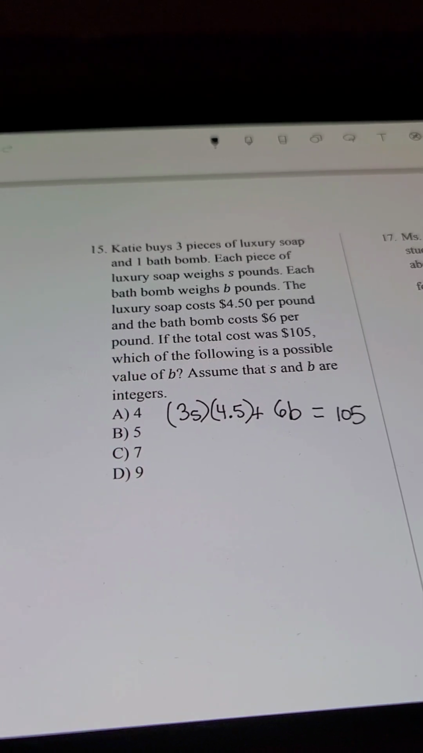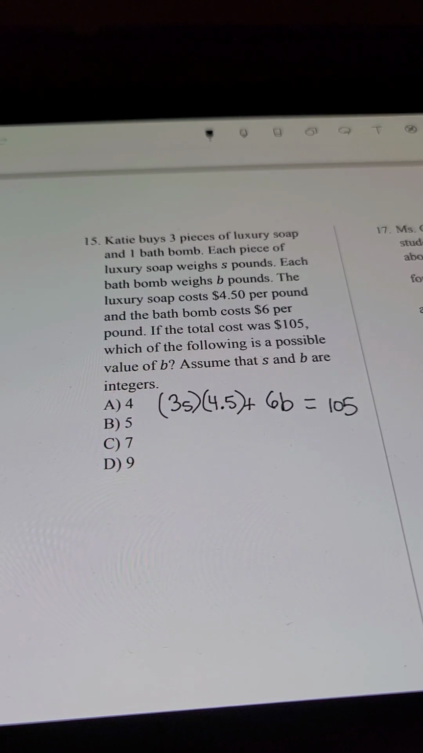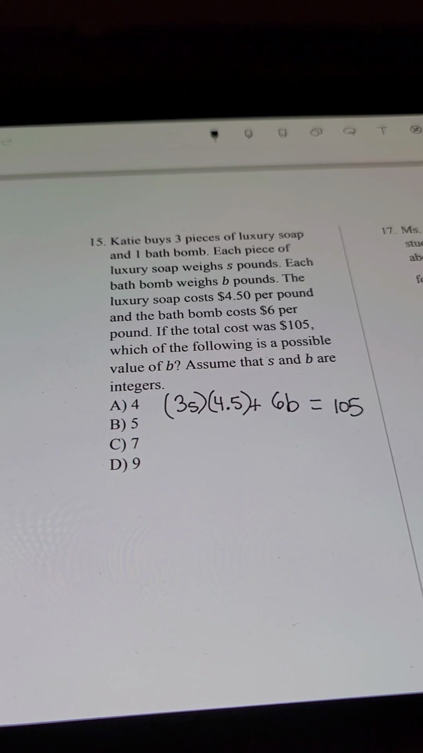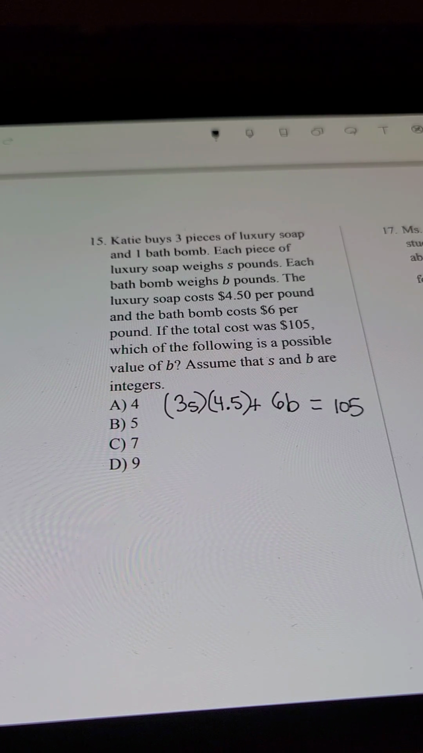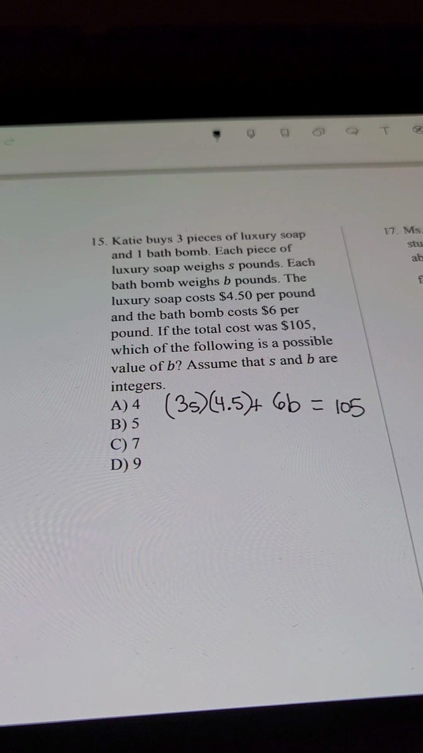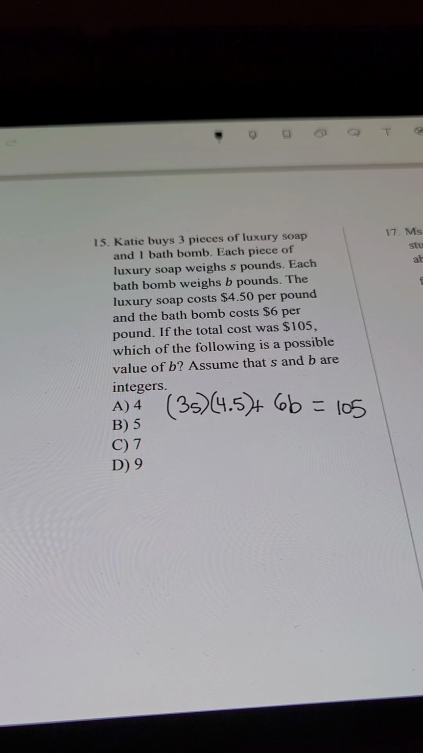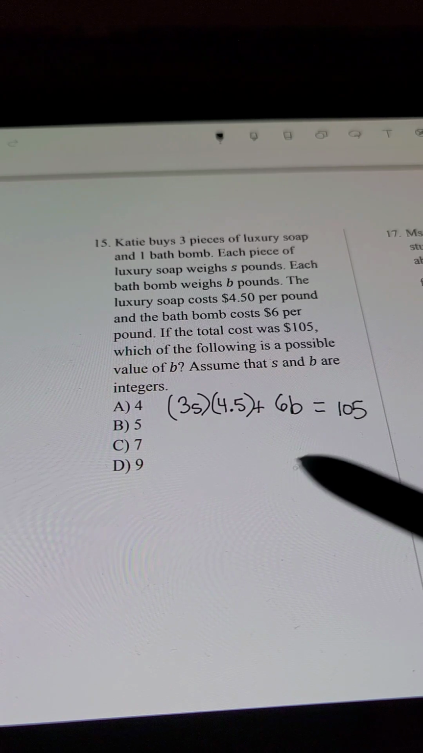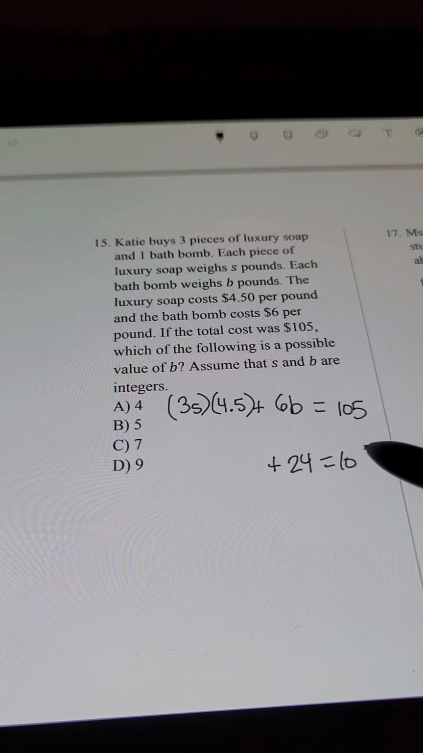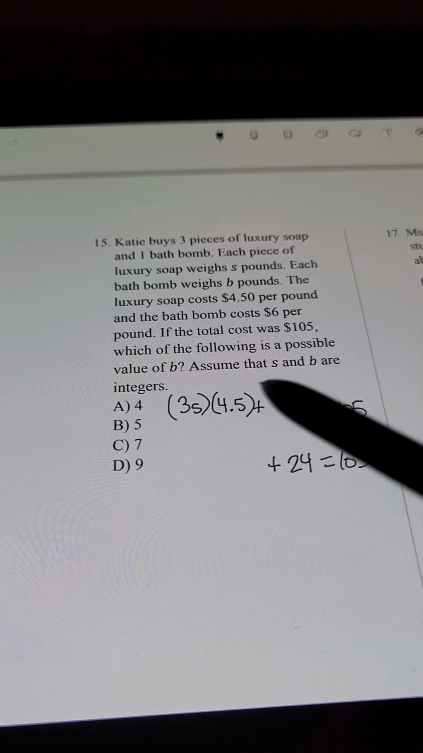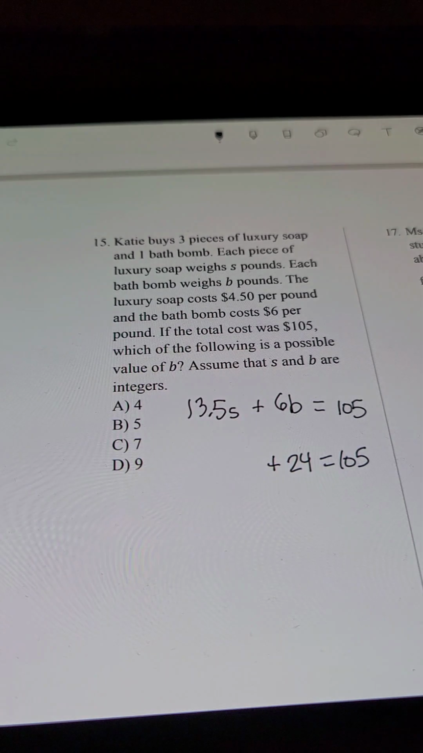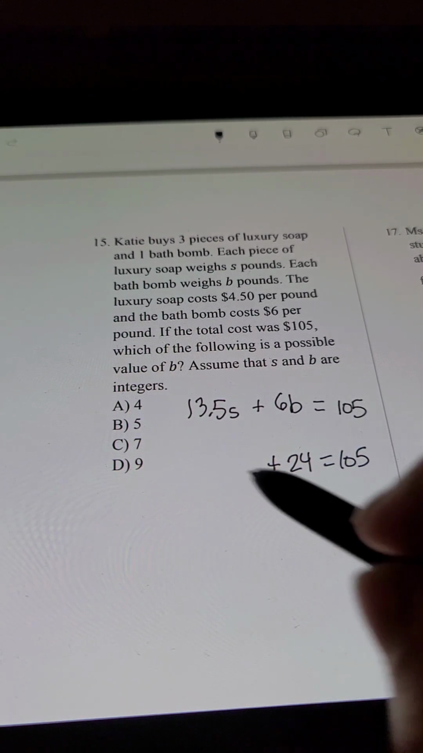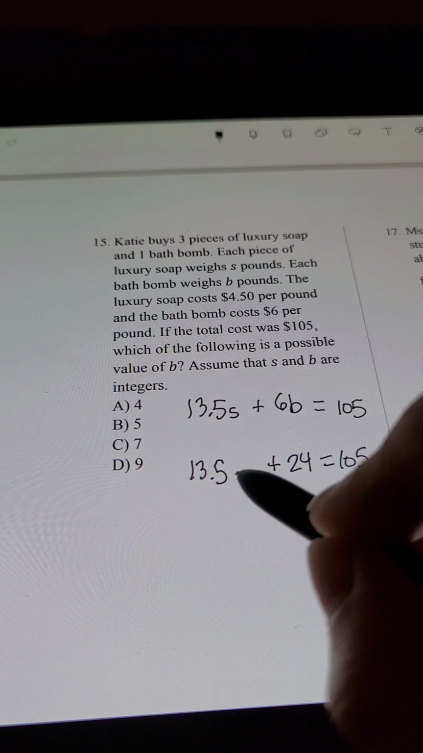Now, we're supposed to assume that S and B are integers. You can't just buy half a bath bomb or something like that. So, knowing that, and that we have these answer choices available to us, we might want to start plugging in some of those answer choices to see what could potentially work. So let's start with A, with B being 4. So that would mean it would be 6 times 4, which is 24. And let's go ahead and multiply this out. So 4.5 times 3. So that would be 13.5S. So we're going to just add that on here.